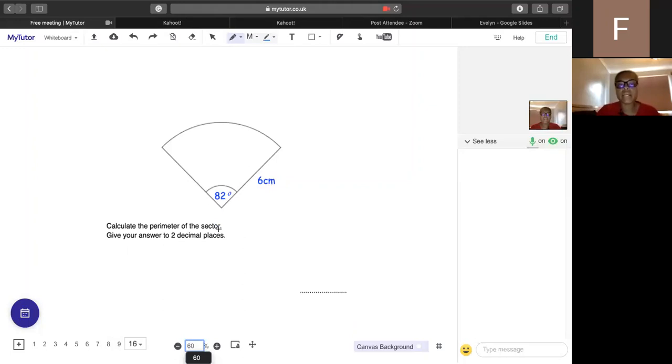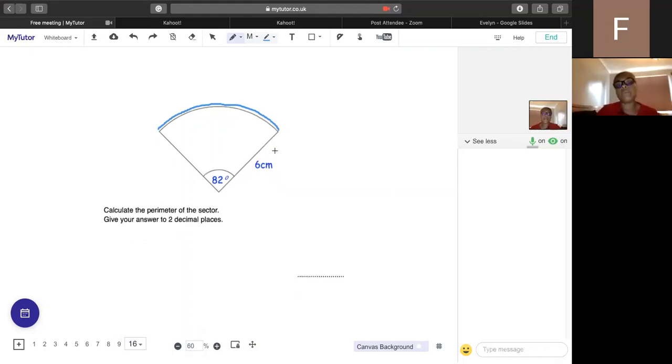So we want to calculate the perimeter of the sector. First of all we are going to work out the length of the arc, this part here, and then we're going to add it to the two straight lines. Remember, our two straight lines are our radii. They're lines which go from the center of the circle to the edge. So first, let's work out the length of the arc.